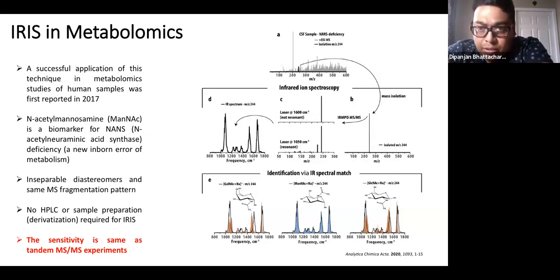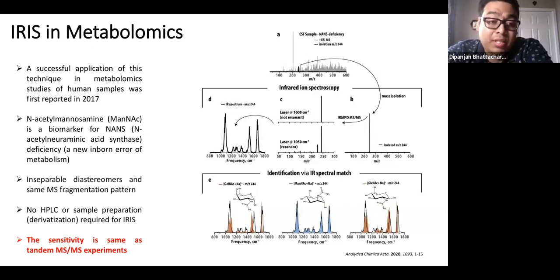So panel C, if you see that picture, there are two different IR lasers that they used. 1600 centimeter inverse, that was not useful. 1050, that was resonant, and they were able to create the IR spectrum of that mass isolated peak at 244. That's in panel D. Now they matched that with the actual IR spectrum of the three possible metabolites, and you can see blue is a perfect match. So that's how they were able to identify that it was the N-acetyl mannosamine.